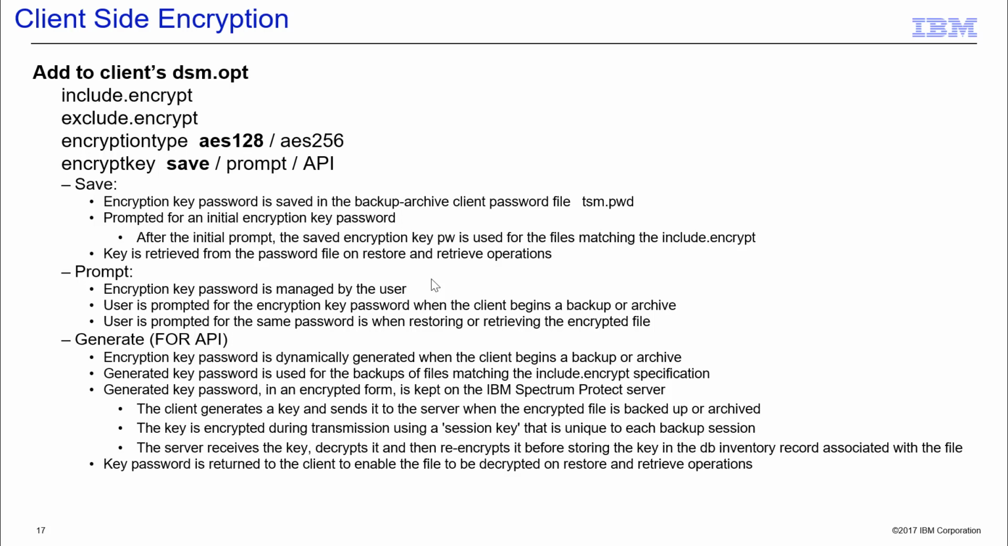You can either have it save, which will save the encryption key to the backup archive client password file called tsm.pwd, or you can have it prompt, and that will prompt the end user to manually enter that. And then if this is an API call, you can also say that you want it generated.